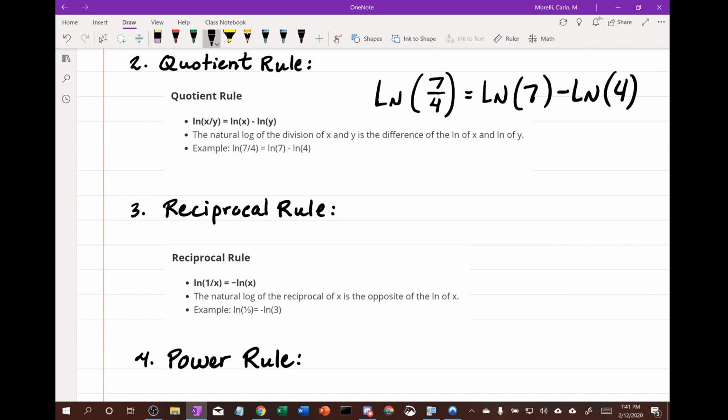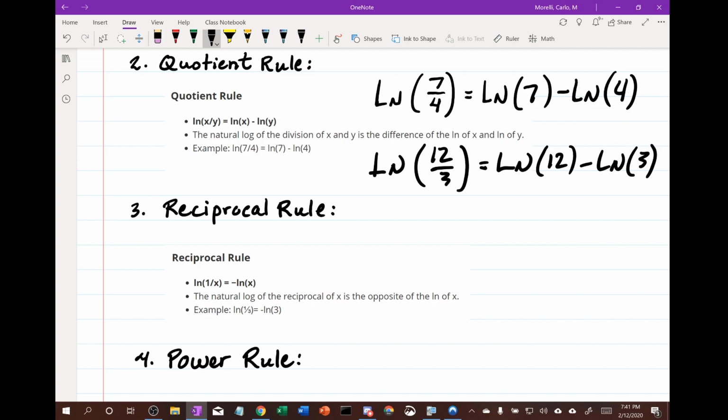Okay, so I got an example that we can try in the calculator. How about the ln of 12/3? Right? We know that 12 divided by 3 is 4. So what we're going to see is ln of 12 minus the ln of 3, and we'll see if that is equal to the ln of 4, right? Let's go check.